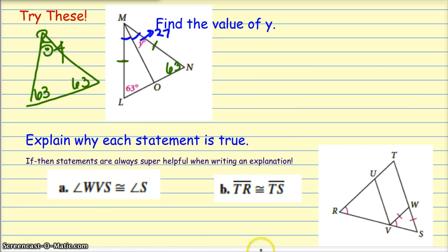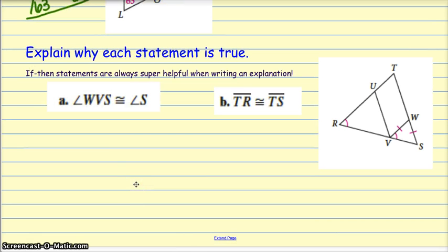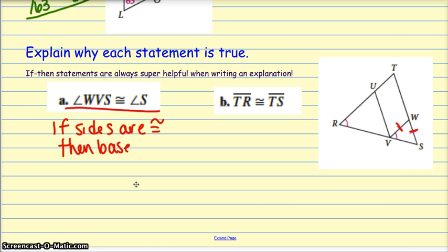Bottom two, explain why each statement is true. So it's giving you statement A, and it's asking you to explain why it is true. Looking at the diagram, I noticed that WV and line segment WS are marked congruent. So the statement I'm going to give is if sides are congruent, then base angles are congruent. And I'm going to go ahead and mark those angles. One of them is, but I'm going to mark the other one.